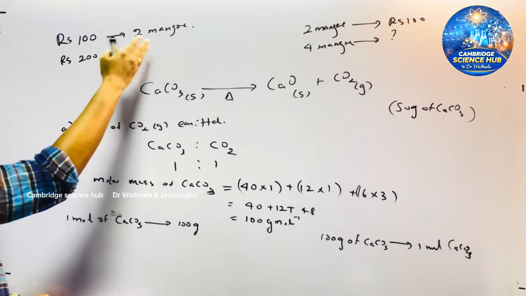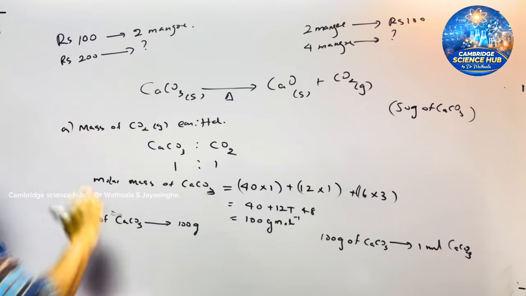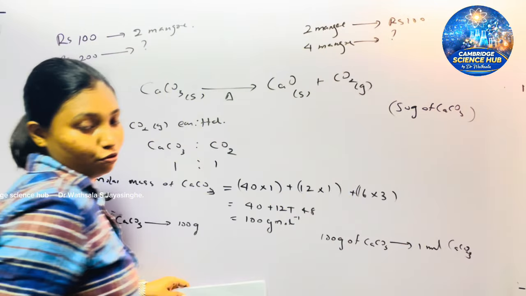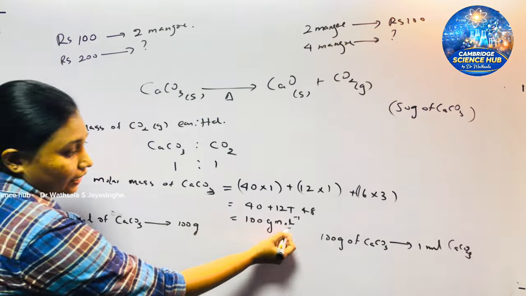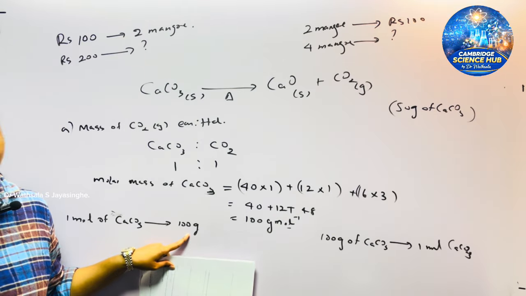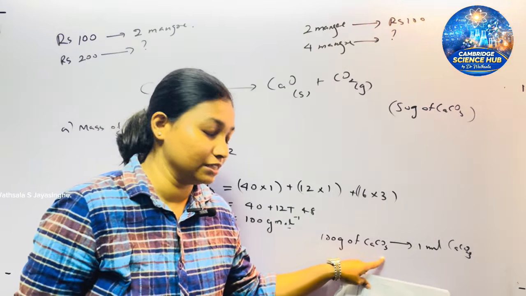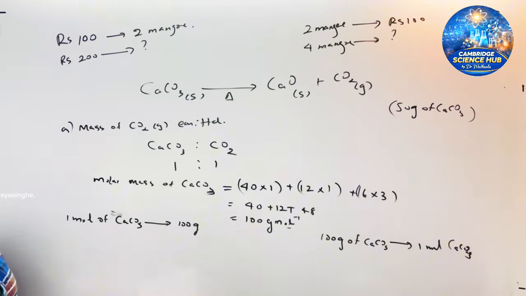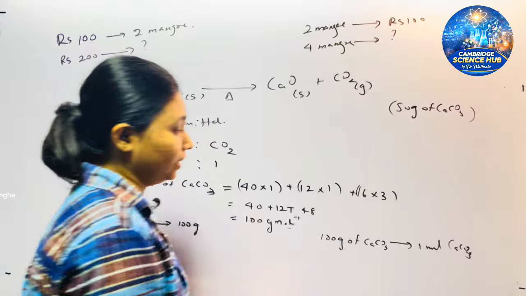For 100 rupees, 2 mangoes. For 200 rupees, how many mangoes? Or 2 mangoes are 100 rupees. What is the price of 4 mangoes? Both ideas can be taken because of this. 1 mole of calcium carbonate, the mass is 100 grams, or the 100 grams of calcium carbonate, how many moles are there? 1 mole. So here they have mentioned 50 grams of calcium carbonate is used.